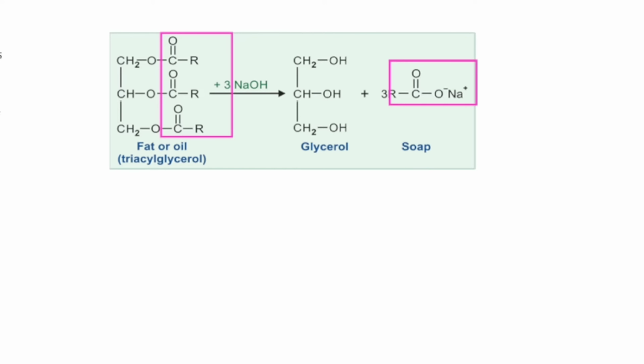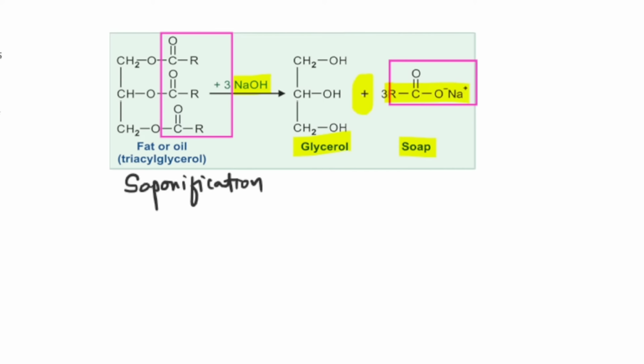Next is saponification. Soap formation from lipids happens through a process called saponification. It's a hydrolysis reaction where a lipid, typically a triacylglycerol from fat or oil, reacts with a base like sodium hydroxide to produce soap, the salt of fatty acid, and glycerol.